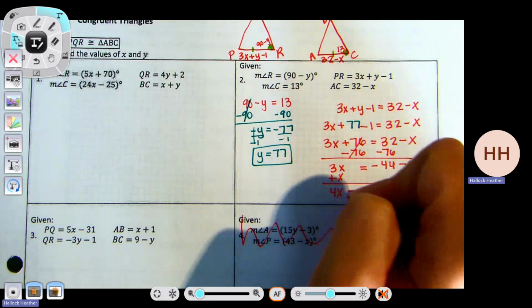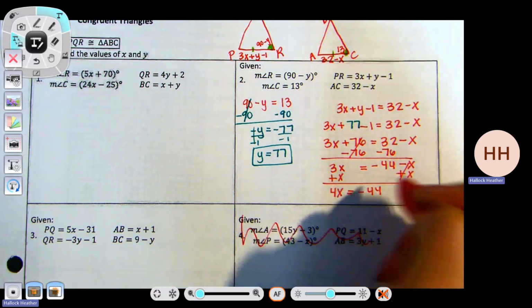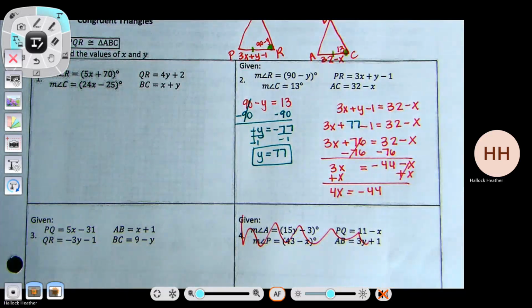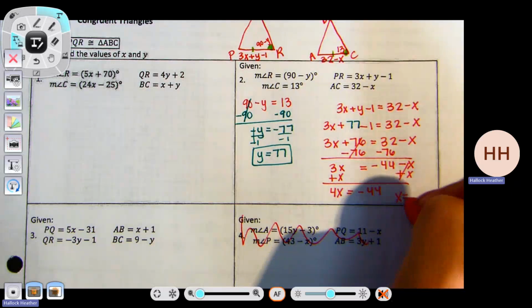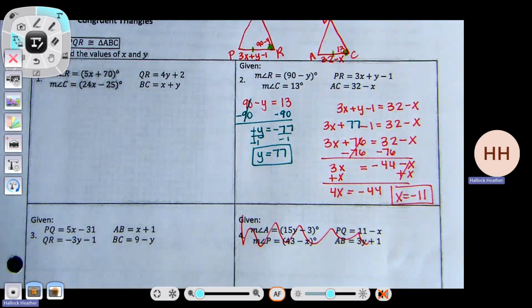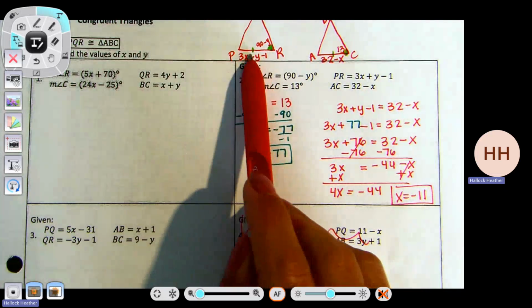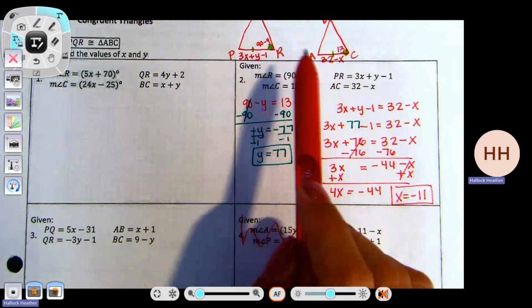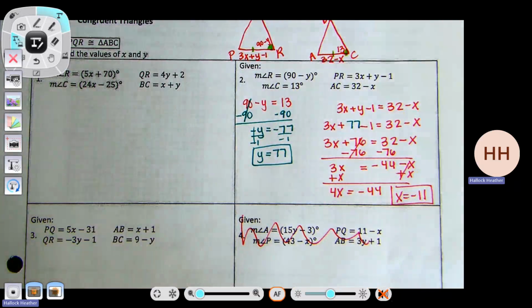So 4x equals negative 44. So what's x equal? Negative 11. Okay. So you basically just need to figure out what piece should equal what piece. You can use the same picture every single time if you want. I would erase this or just draw a new picture. It's okay. You're using the same triangles though.